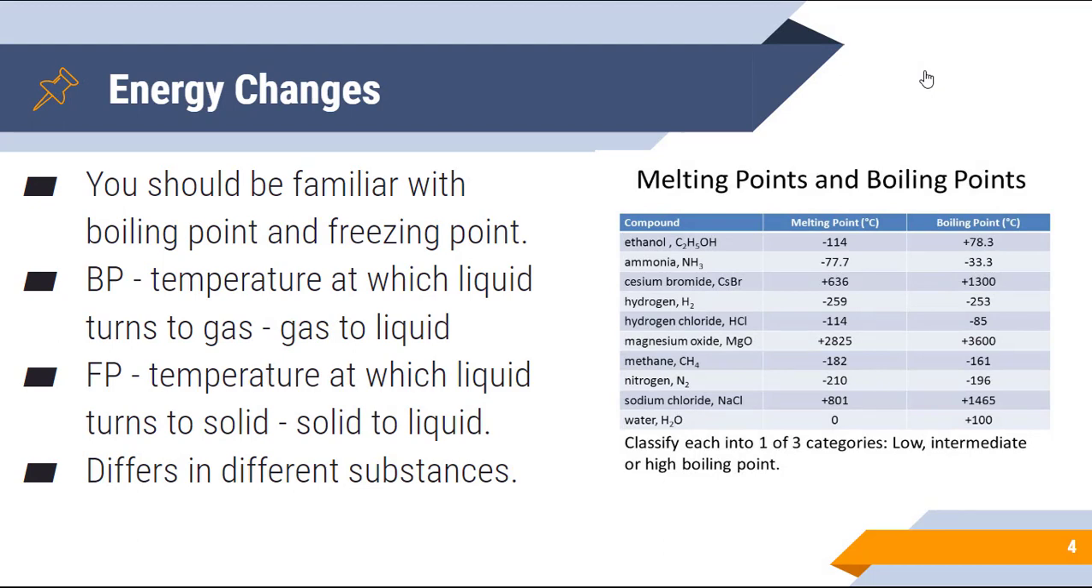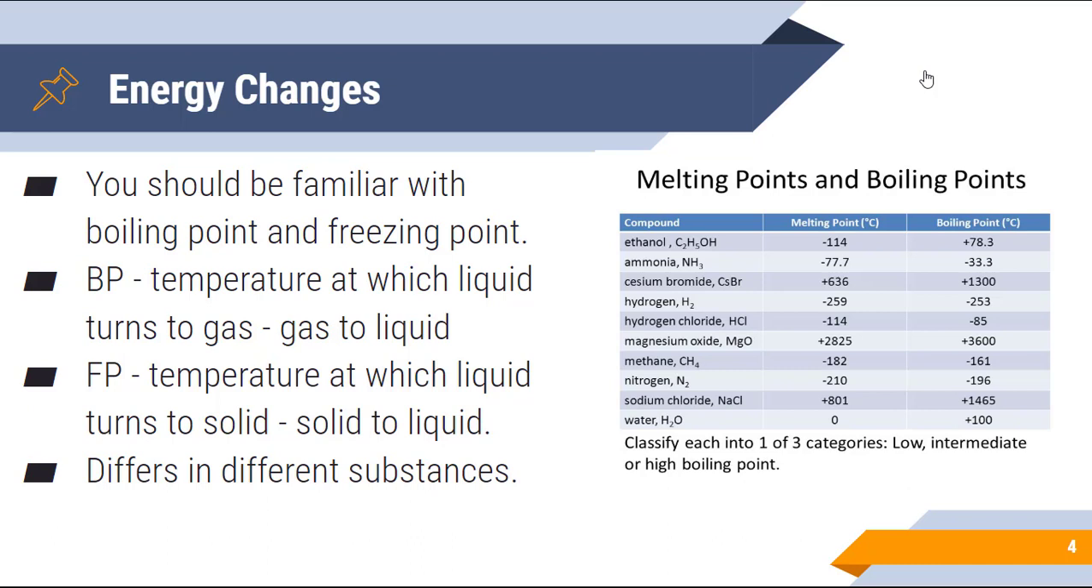So let's talk a little bit about energy changes, and you should be very familiar with boiling point and freezing point. Simply put, the boiling point is the temperature at which liquid turns into a gas and gas to a liquid if you're going the opposite direction. The opposite, of course, would be condensation. Freezing point is the temperature at which a liquid turns to a solid or solid to a liquid, depending on whether you're melting or freezing.